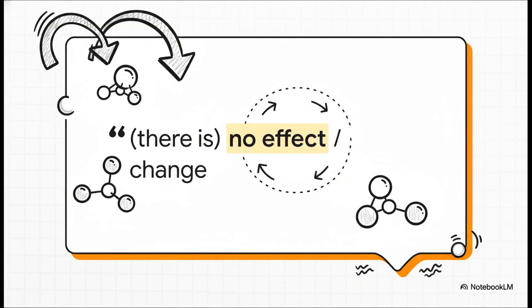A catalyst is like a shortcut that works equally well in both directions. It speeds up the forward reaction and the reverse reaction by the exact same amount. So you get to equilibrium much, much faster. But the final balance point, the position of equilibrium itself, doesn't change one bit.